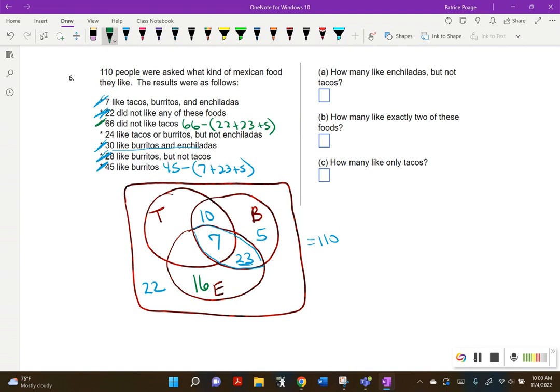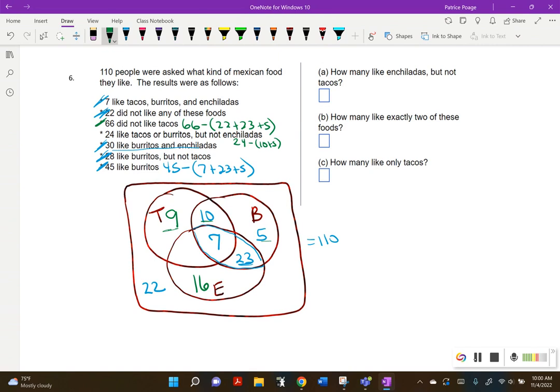24 liked tacos or burritos or both, but not enchiladas. So that's the 5, the 10, and whatever goes here. Tacos or burritos, but not enchiladas. So we can do 24 minus 10 plus 5, and that gives us 9.